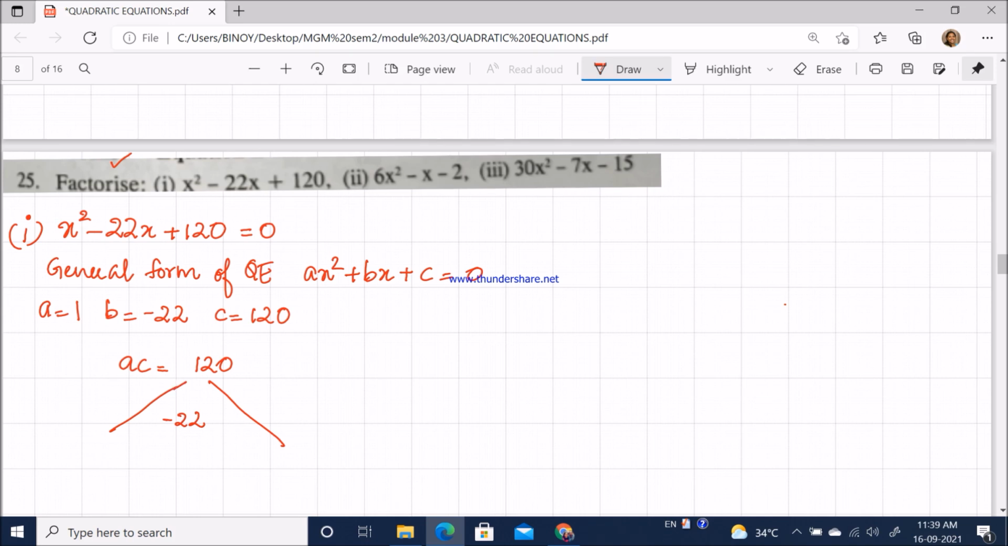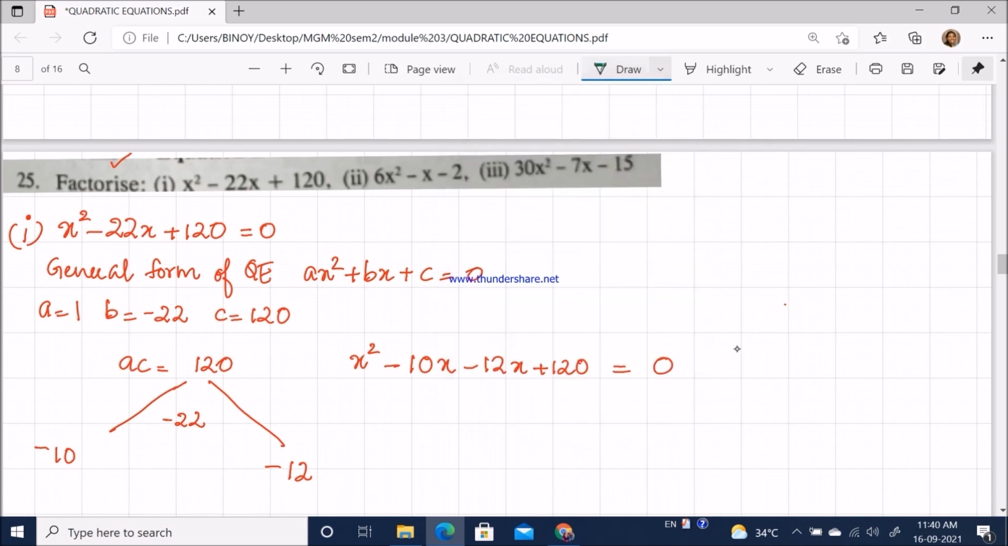So it is minus 10 and minus 12. Minus 10 and minus 12. So when you add, you get 22, and when you multiply, you will get 120. So splitting x square minus 22x, we will write x square minus 10x minus 12x plus 120 equals 0.